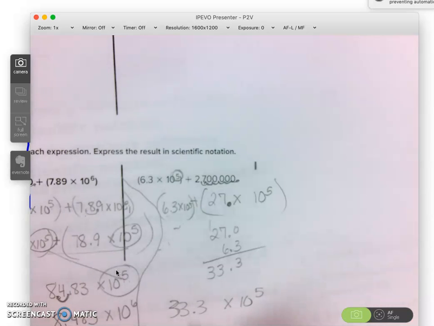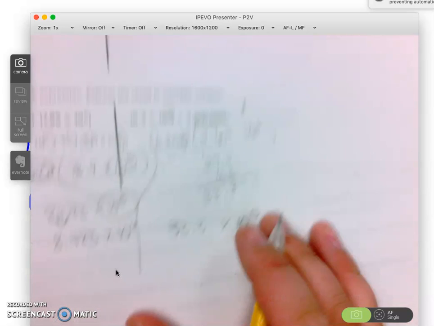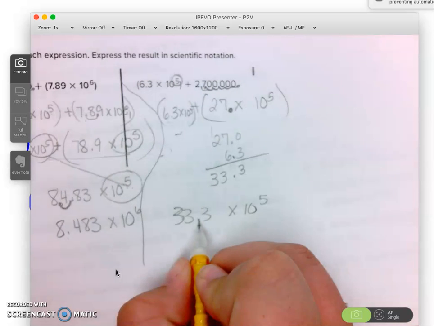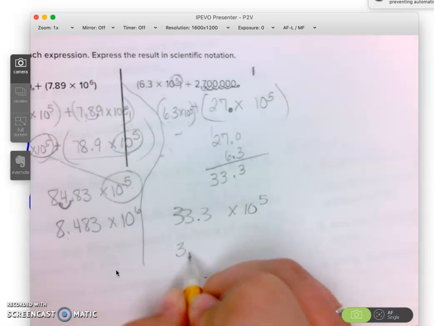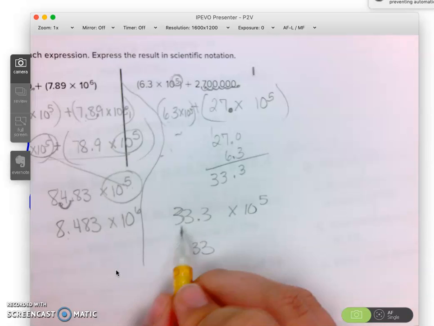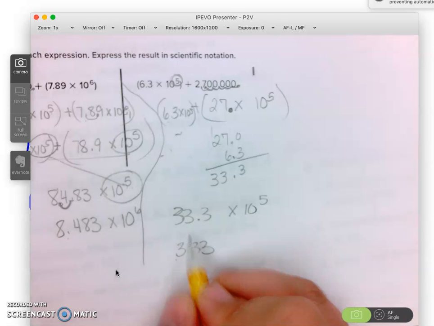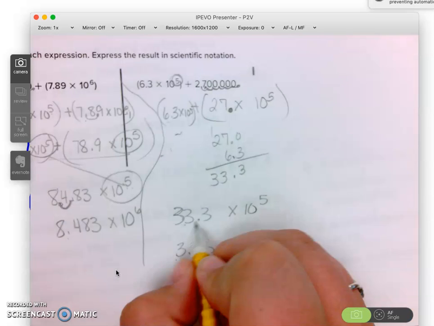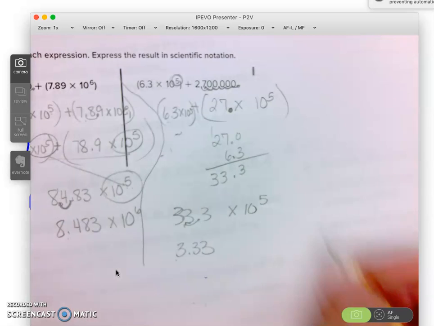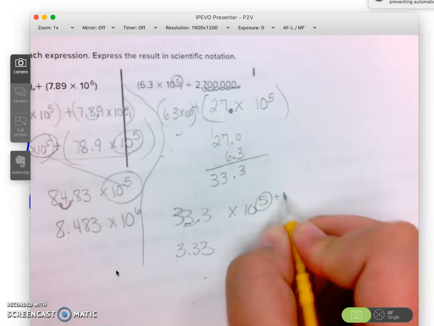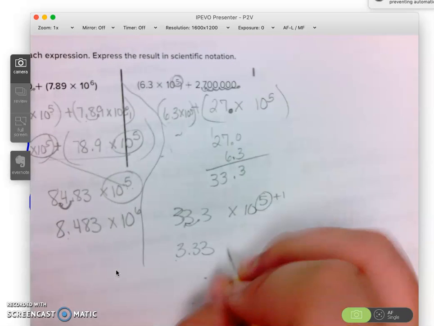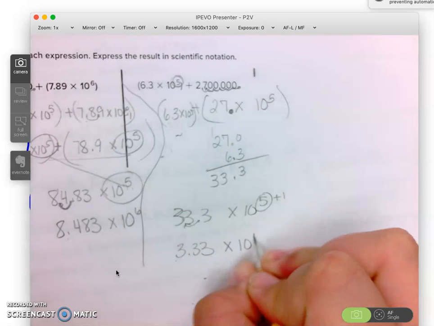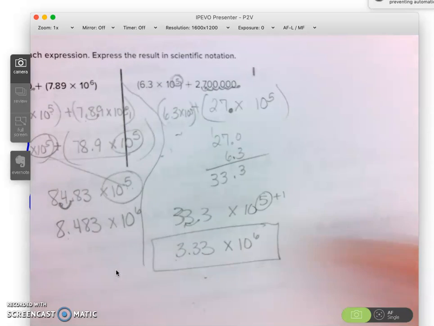This is not in scientific notation. I need to move my decimal from here to here to make this 3.33. 33 becomes 3. That's going to mean that this is going to become smaller by 1 decimal place, right? So I have to add 1 to the 5. So times 10 to the 6th power. Final answer. Okay.